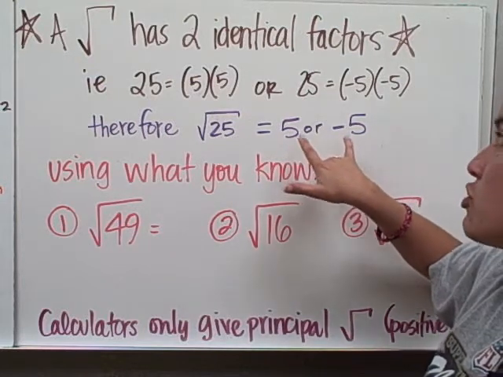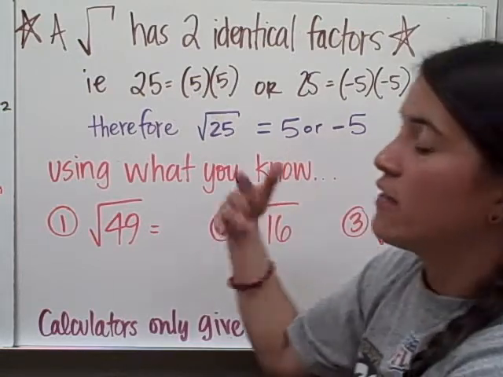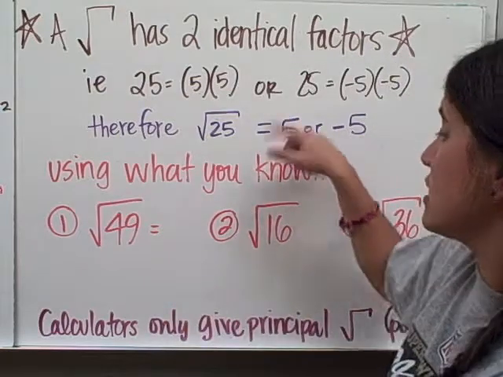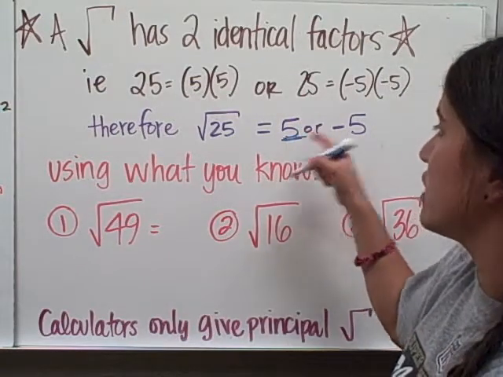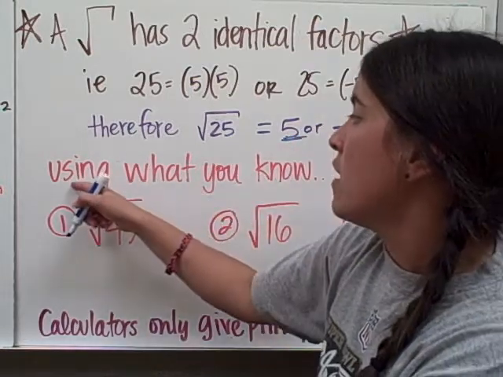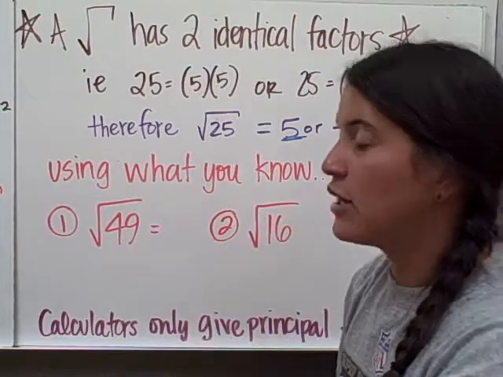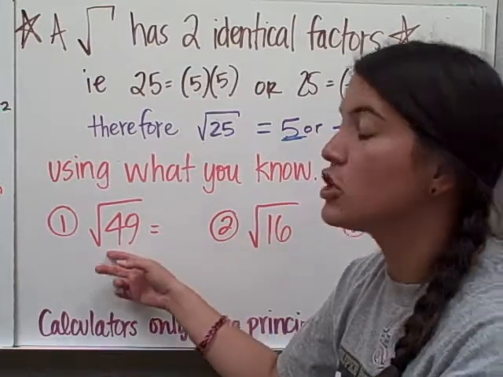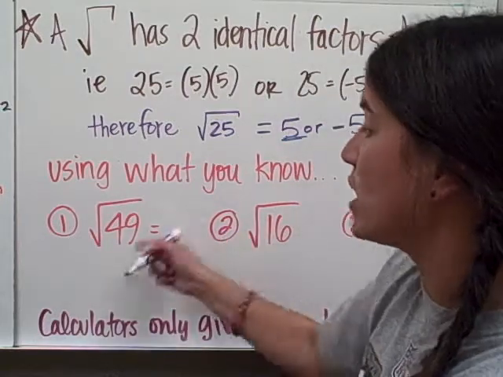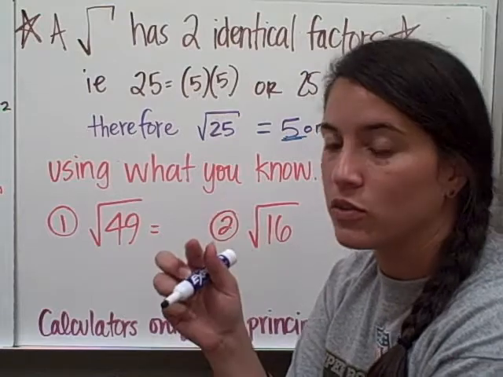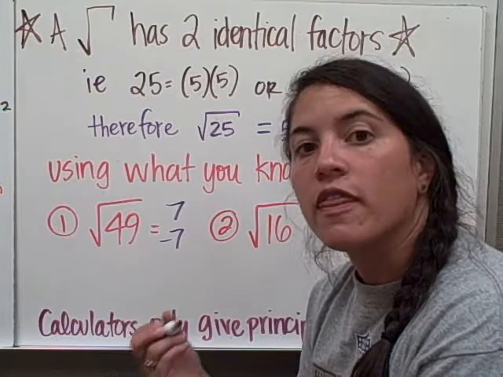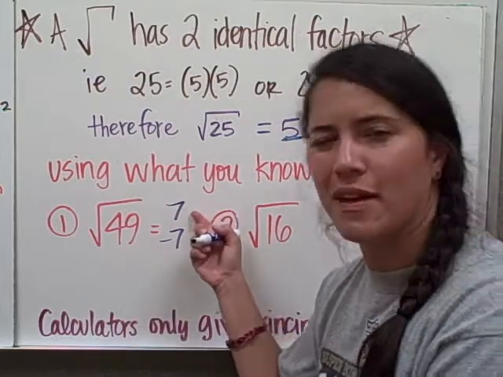So that's what I was talking about. There are 2 factors. In the other slide, we talked about the principal square root being the positive one. So this right here is the principal square root. They both are correct, but this is the one we're going to be looking at more. So using what you know, can you figure out the 2 square roots of 49? What times what equals 49, and they have to be identical. So 7 and negative 7. Very good.